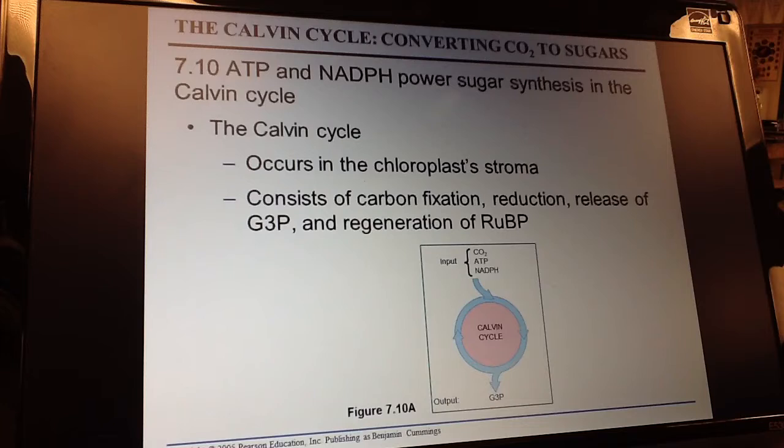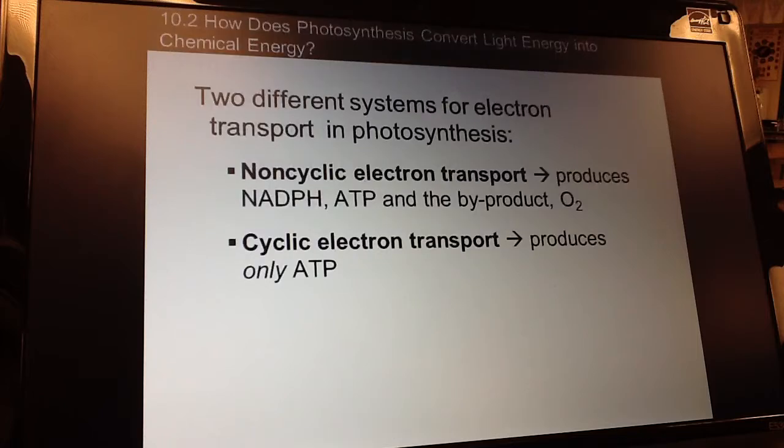The Calvin cycle is found in the chloroplast stroma, which is the area outside of the inner membrane and inside the external membrane. It consists of carbon fixation, which means we're going to be adding carbon to a molecule. We're going to be doing a reduction reaction. We're going to be releasing G3P, which ultimately is what turns into glucose. And then we're going to regenerate our initial molecule, RuBP, as a way of completing the cycle.